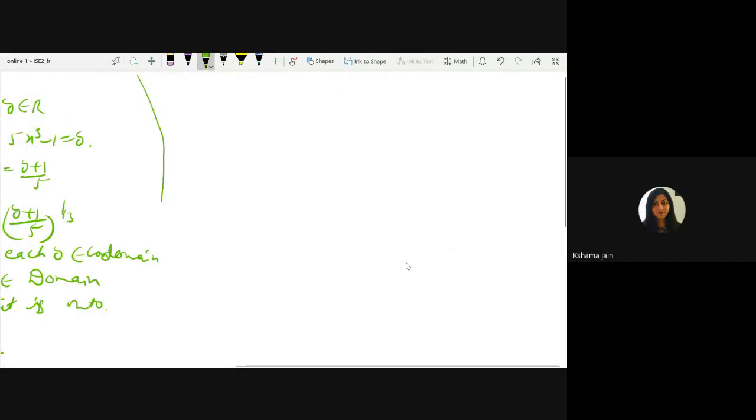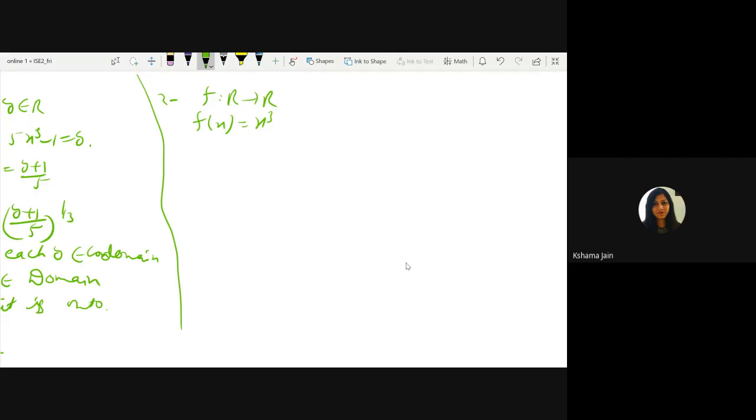Second problem. Same problem, f is defined from R to R such that f(x) equals x cube. Determine whether f is invertible, and if yes, determine f inverse.